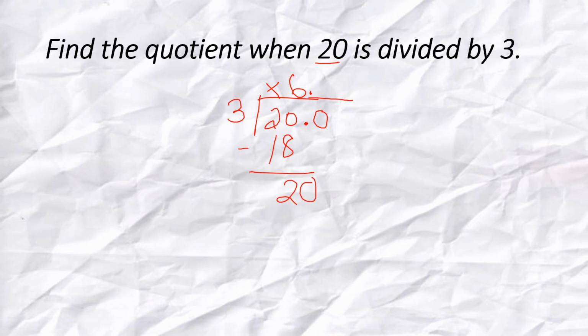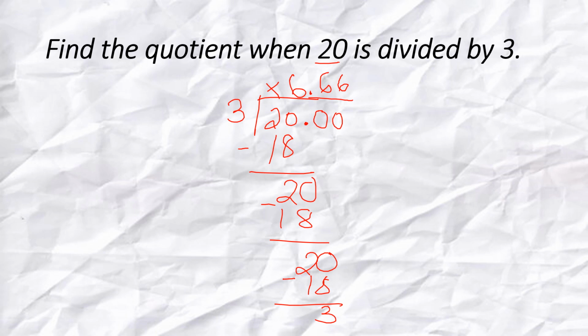Bring down 0. 20 divided by 3 is 6. 6 times 3 is 18. And then we subtract. 20 minus 18 is 2. We add another 0. Then bring down 0. 20 divided by 3 is still 6. 6 times 3 is 18. 20 minus 18 is 2.